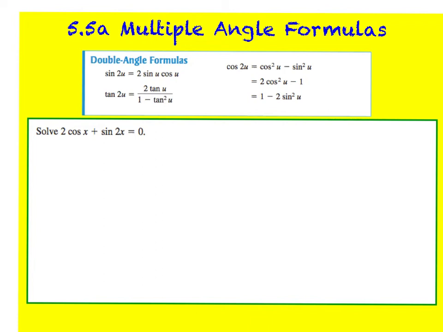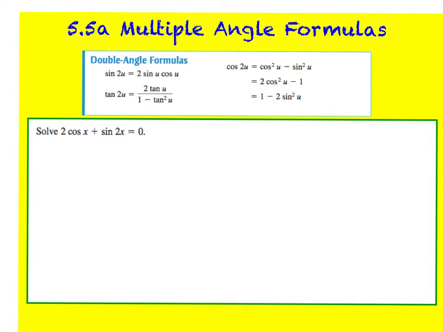All right, so 5.5a, multiple angle formulas. Now we're going to be talking about double angle formulas today. We're going to be using the second thing on your reference sheet. And we notice here we have sine of 2u, cosine of 2u, tangent of 2u. This is a double angle because there's two of the angles, and we have to use these formulas to get to where they're singular angles.